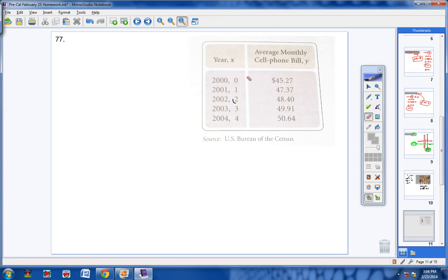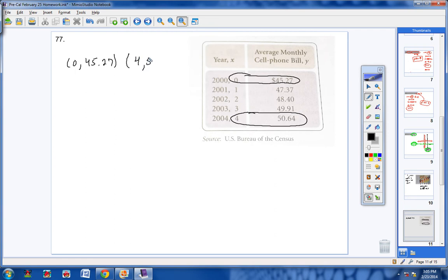Now, it really doesn't matter which two ordered pairs you pick. I'm just going to pick the first one and the last one because that's just almost always how I do that. You don't have to do it that way. That's how I do it. So my first ordered pair is 0, 45.27. The other ordered pair I'm going to use is 4, 50.64. Now, let's go ahead and write the linear equation. Remember, we need two things to write a linear equation or a linear model.